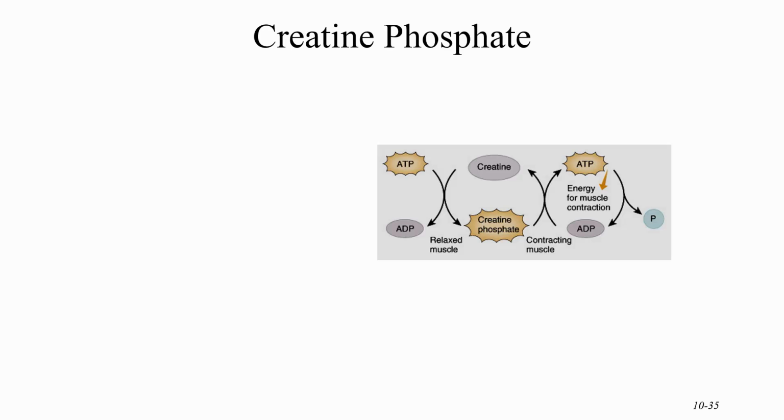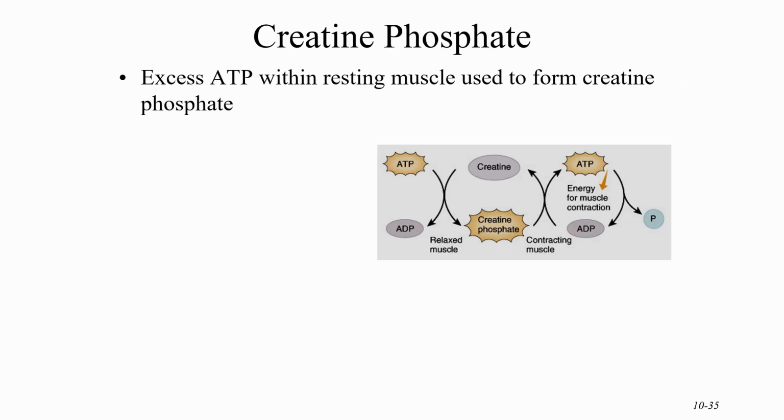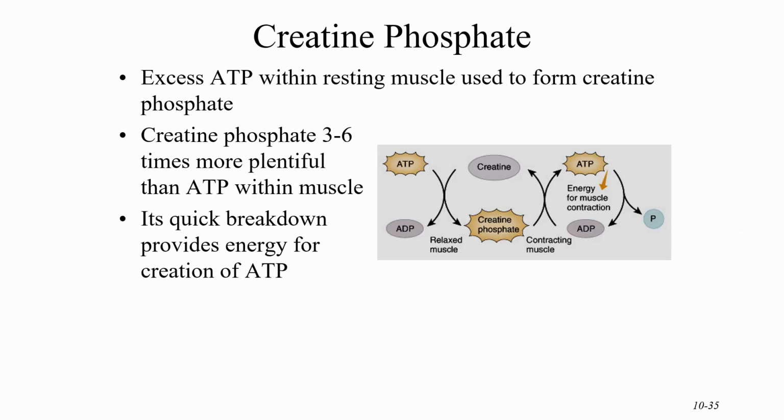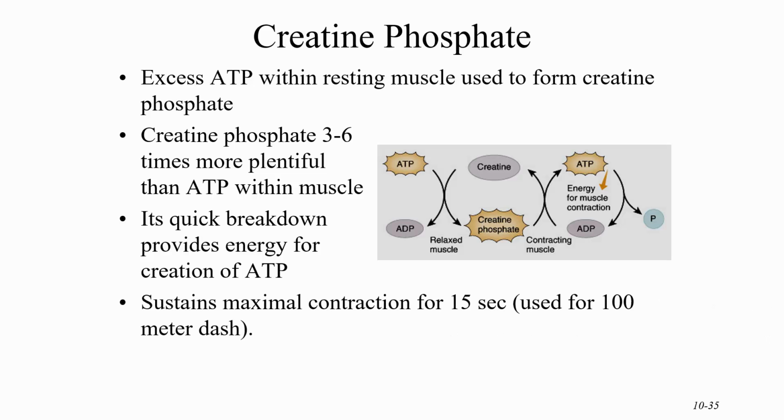So looking at creatine phosphate. Now excess ATP within the resting muscle is used to form creatine phosphate. Now creatine phosphate is 3 to 6 times more plentiful than ATP within the muscle, and its quick breakdown provides energy for creation of ATP. It's going to be used for sustained maximal contraction for 15 seconds. It's used for things such as the 100-meter dash.